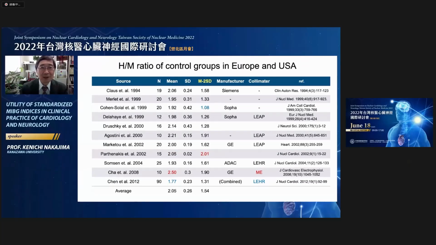It's similar in Europe and the United States. For example, when we look at these images, the lowest one has a mean value of 1.7, and the highest one is 2.5. And mean minus 2SD, the lowest one is 1.08, which is too low, and the highest one is 2.0. And actually, you may notice collimator differences. Probably this is LE, and this is ME collimator. As you may have noticed, if we use the ME collimator, the HM ratio will be calculated higher.